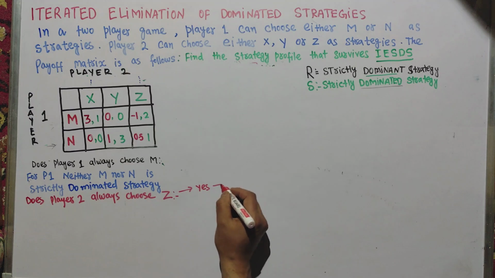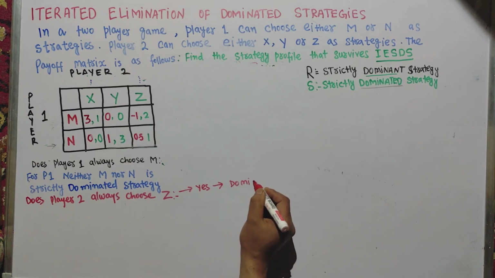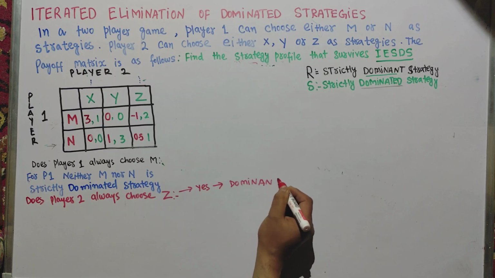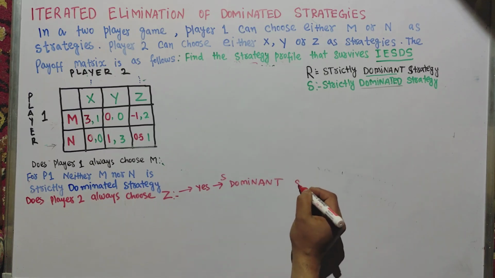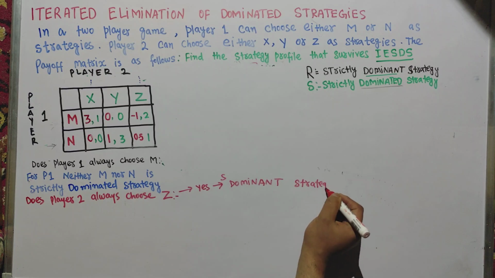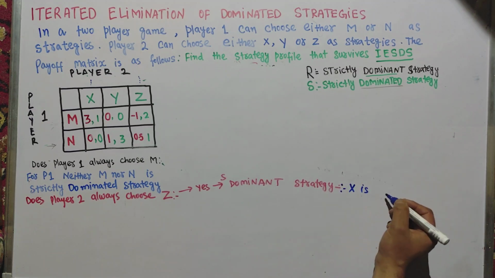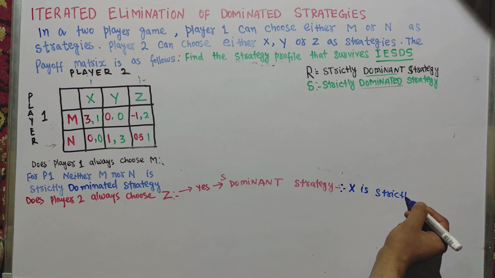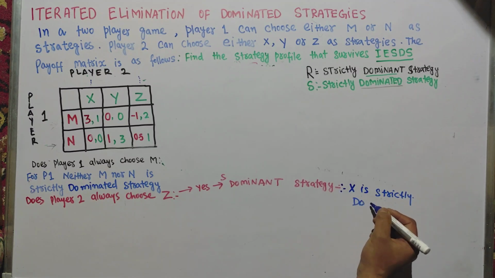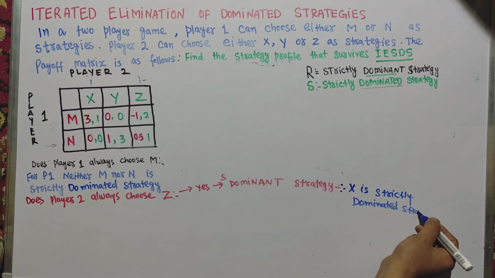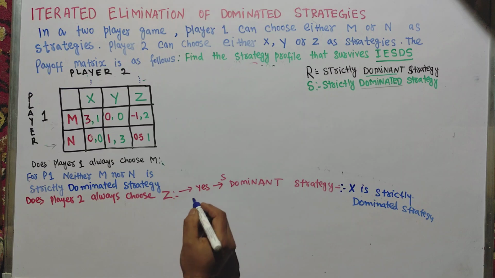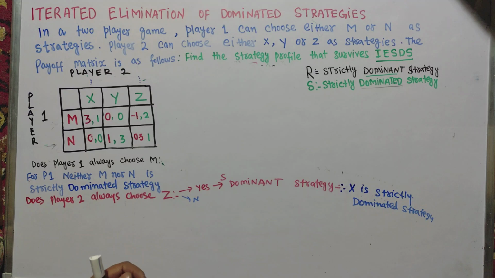If yes, we say it is a strictly dominant strategy. That implies compared to X, that means X is a strictly dominated strategy. If no, then we know it's not the case that Z is a strictly dominant strategy.